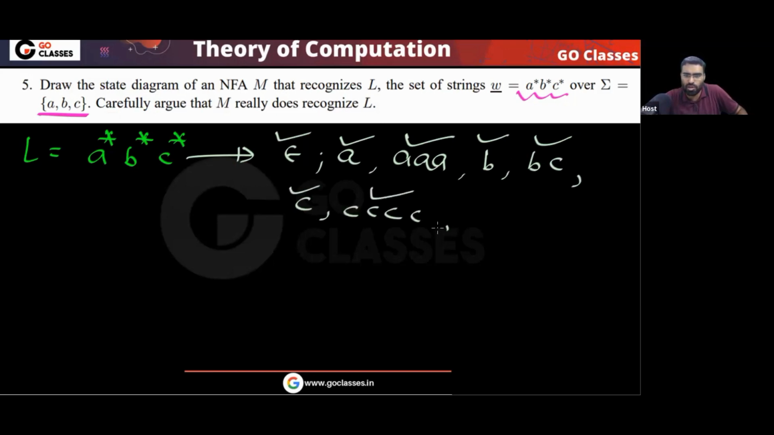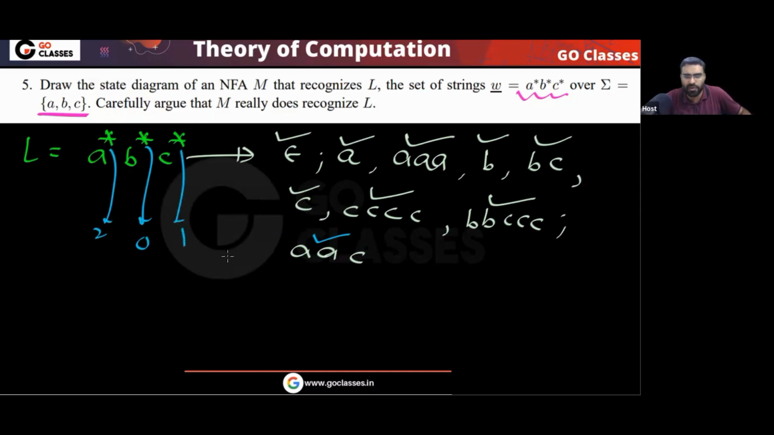C, C, C, C is also accepted. B, B, C, C, C is also accepted. What about the string A, A, C? Yes, this is also accepted. Very simple: any number of A followed by any number of B followed by any number of C. So this string is also accepted because you can take it 0, you can make it 2, you can make it 1. Yes or no?